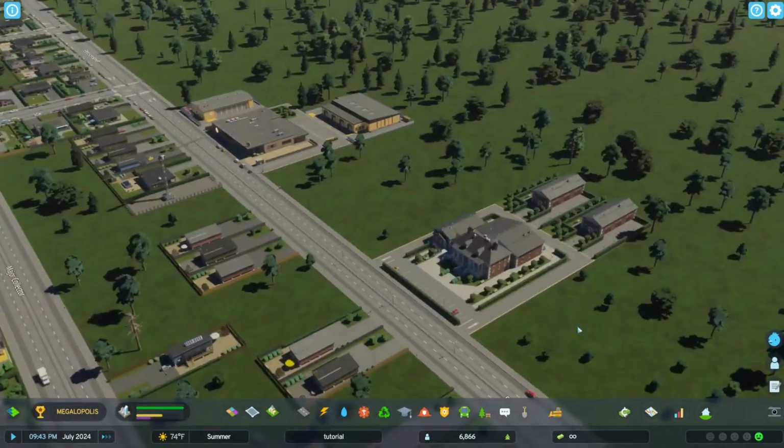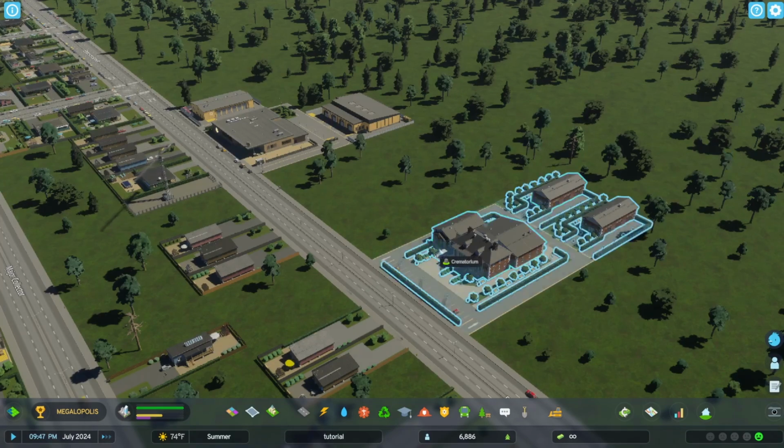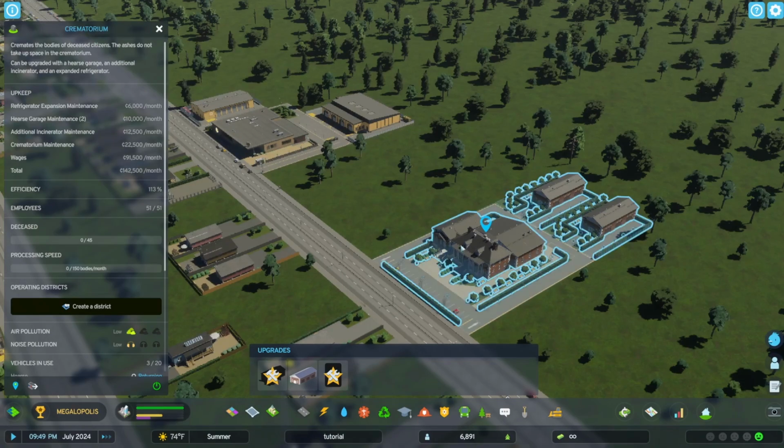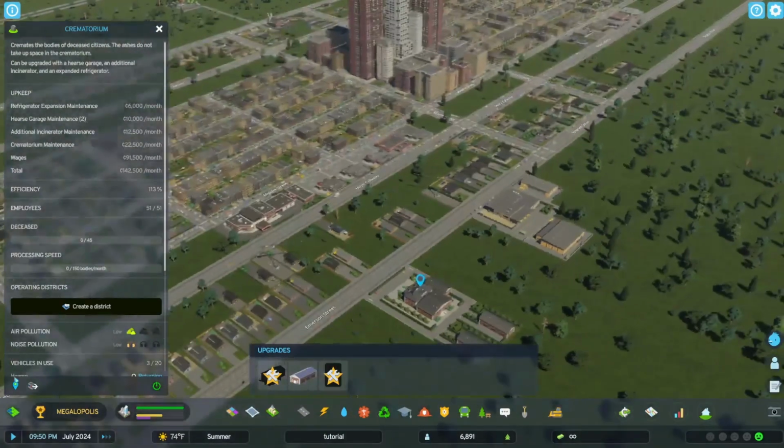Now, if we're placing it in a realistic manner, typically a crematorium or a cemetery would be placed near a church. There aren't any churches in City Skylines 2, unfortunately, which I hope that they do add, because it just adds an extra level of detail to our cities. And I don't know if they're in City Skylines 1 either, but chances are they probably aren't. But I do know that crematoriums are in City Skylines 1 as well. So where are we going to place this?